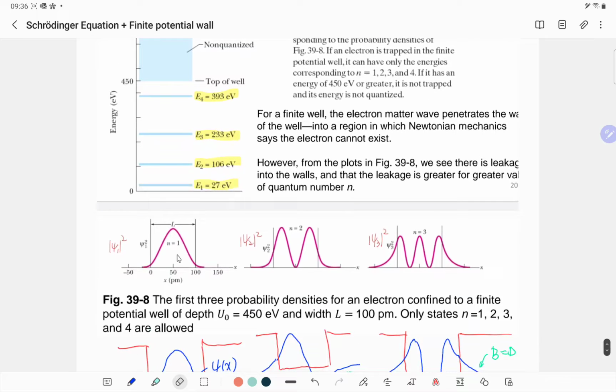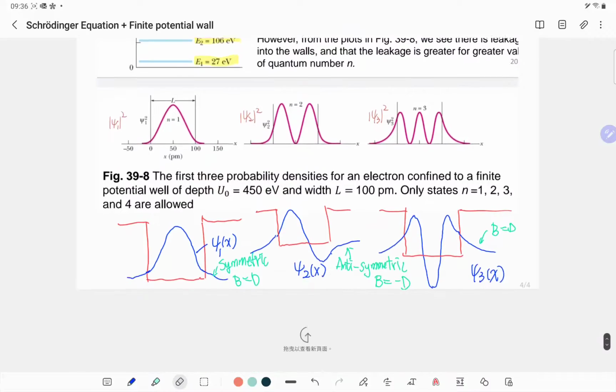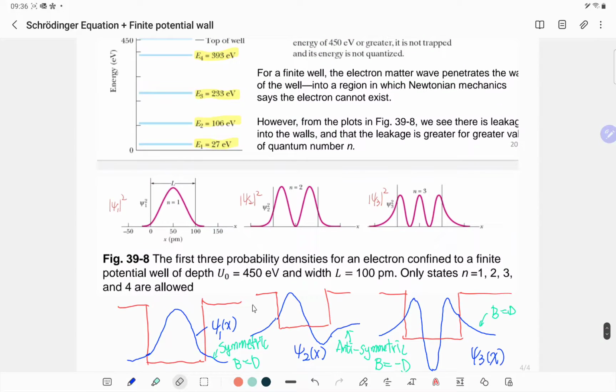Finally, we can find this is the probability density function. If you really want to draw the wave function itself, for the fundamental it is more or less the same. You can see here, the value is continuous. Also, the slope is continuous, which means the first derivative is continuous at the boundary.